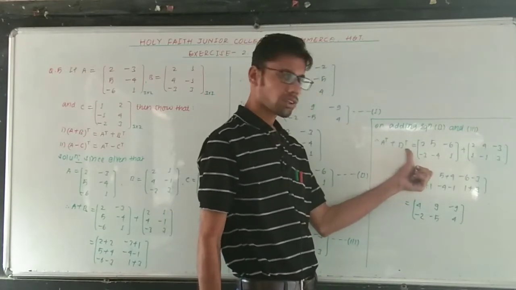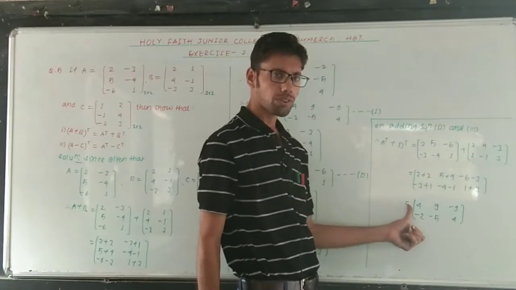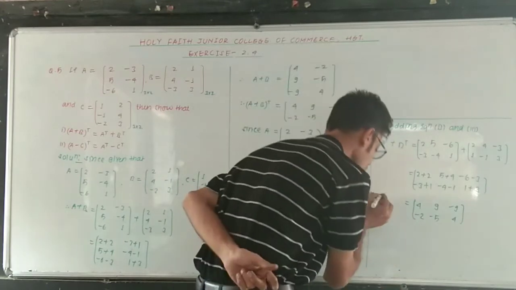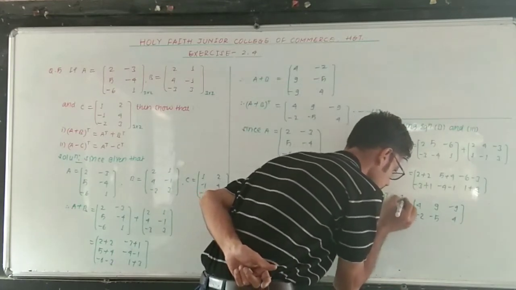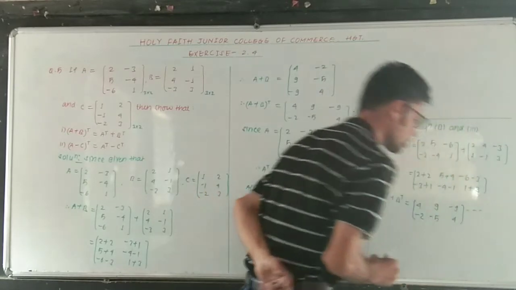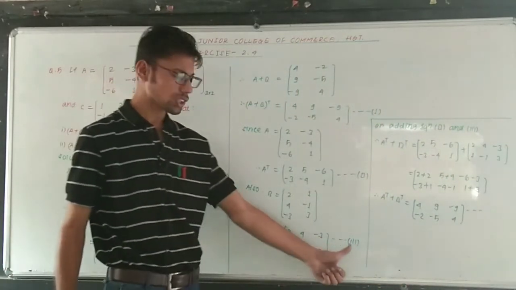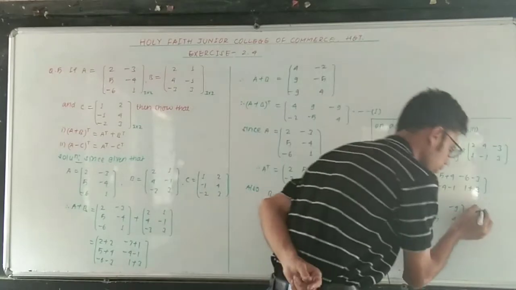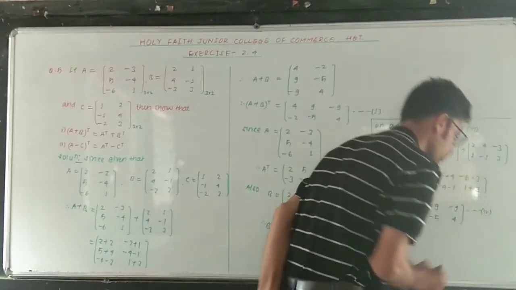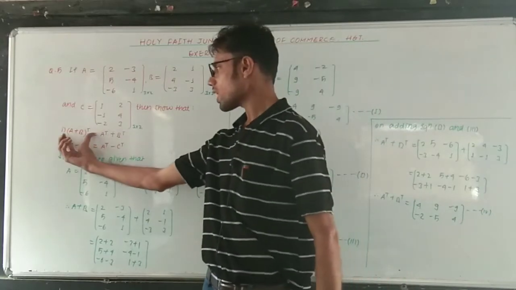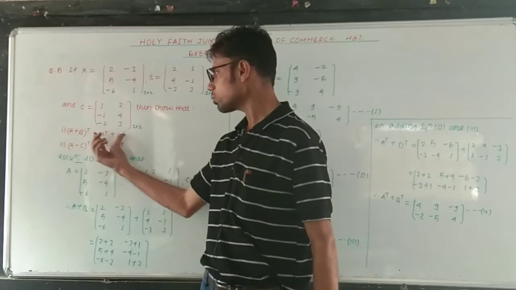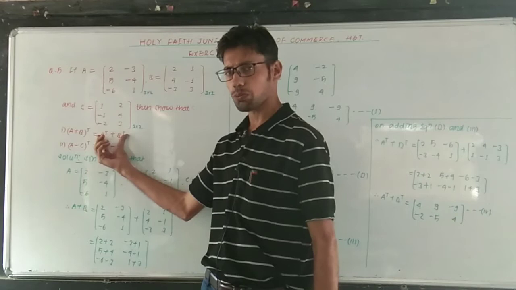Therefore, this is the value of transpose of A plus transpose of B. Equation number 4. Now what you have to prove? You have to prove transpose of A plus B is equal to transpose of A plus transpose of B.